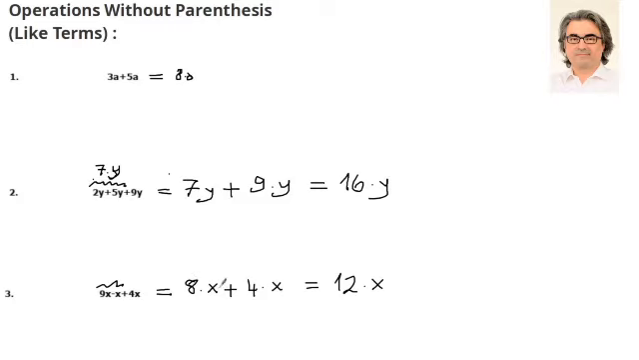Now 8 times x means I have 8 apples, and 4 times x means here I have 4 apples. In total I have 12 apples. Now let's continue with the next page.